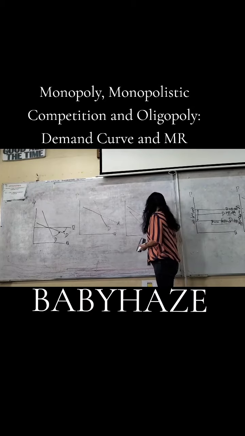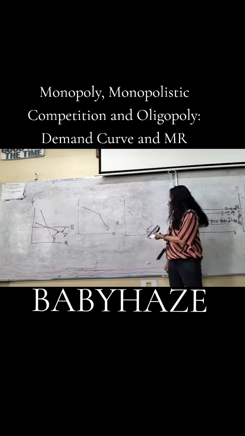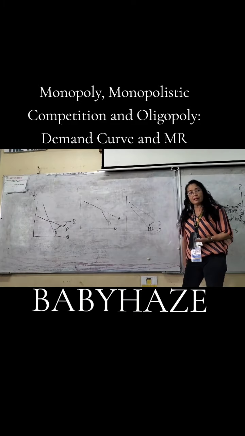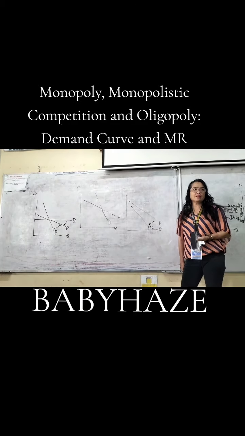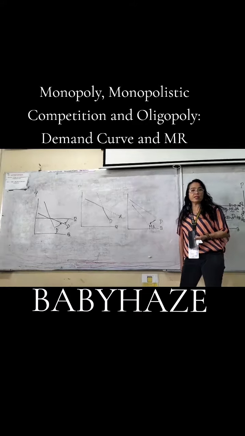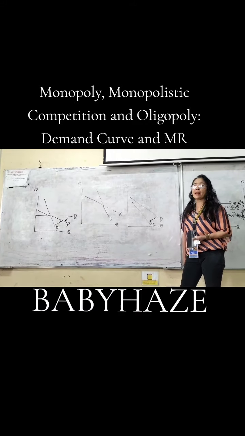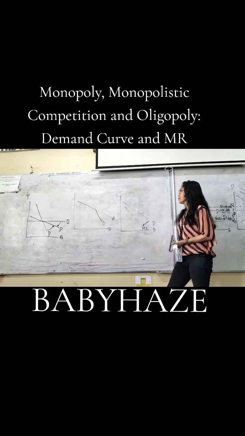Again, the marginal revenue is below the demand curve, simply because as the seller, you have to decrease your price in order to sell more, because the sellers are price makers.